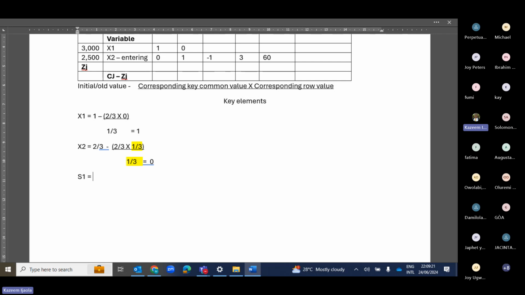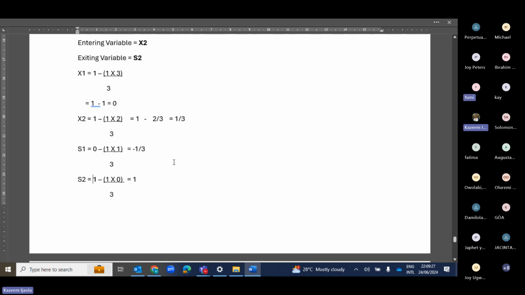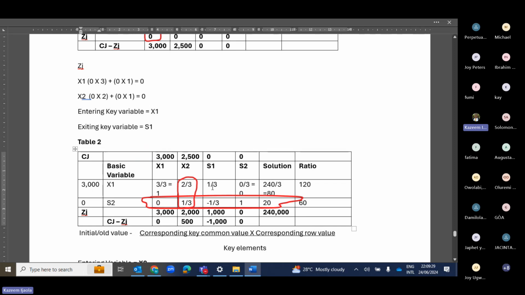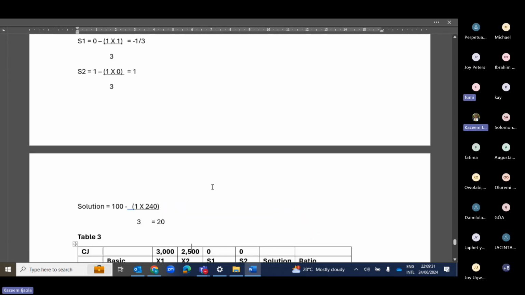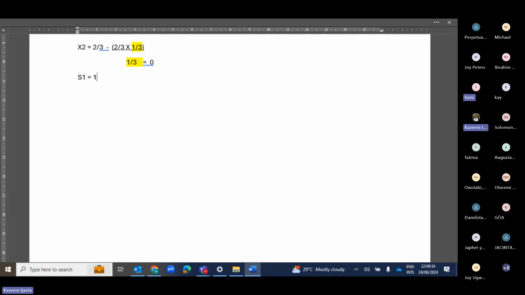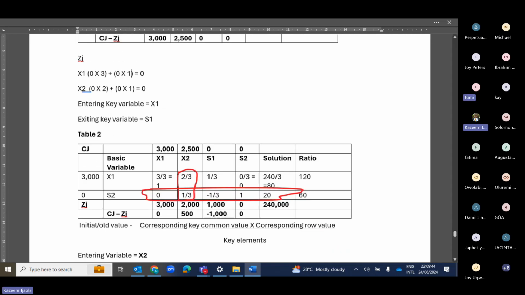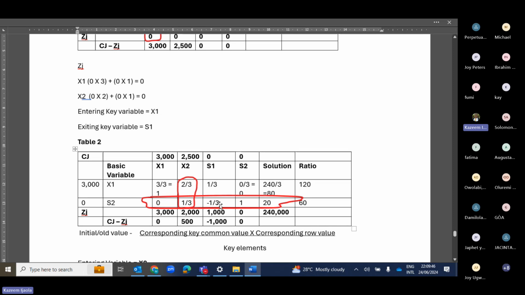X1, let's do X1 now. So this one is 0. What is our X1? So what is the initial value for X1? It's 1/3, Abi. It's 1/3. 1/3 minus, what is the key? 2/3 will still be the same, Abi. Then the corresponding row value for 1 over 3 is minus 1 over 3. Yes, minus 1 over 3.